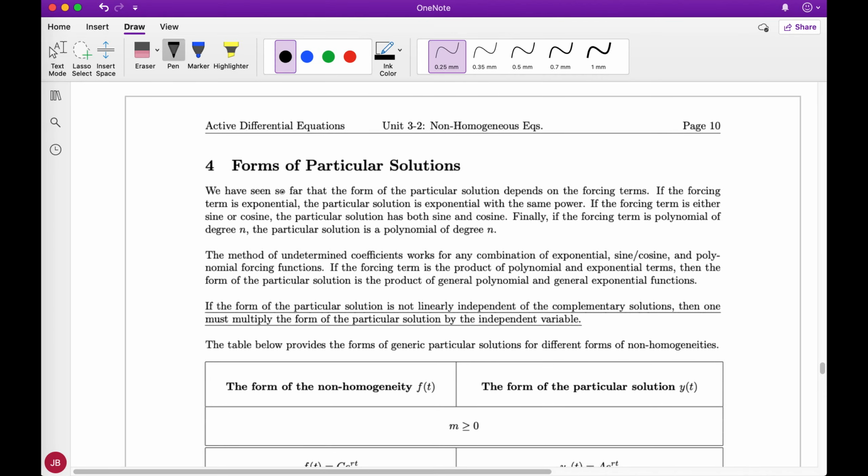Okay, class, so in this final video of Unit 3-2, we're going to cover pages 10 and 11. First, I'll have you read this paragraph. Please do that on your own. But essentially, it's kind of a recap of what we saw.